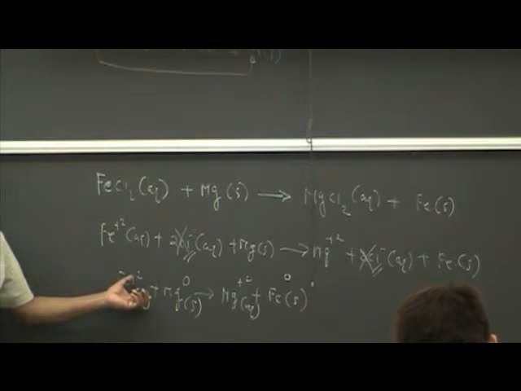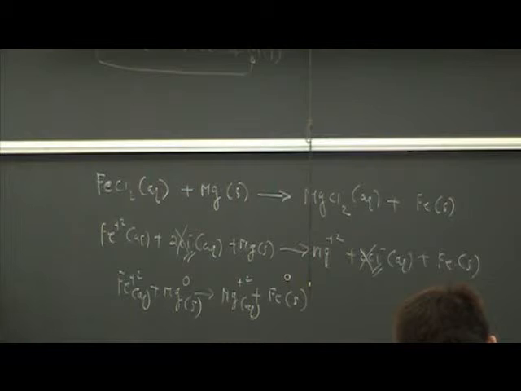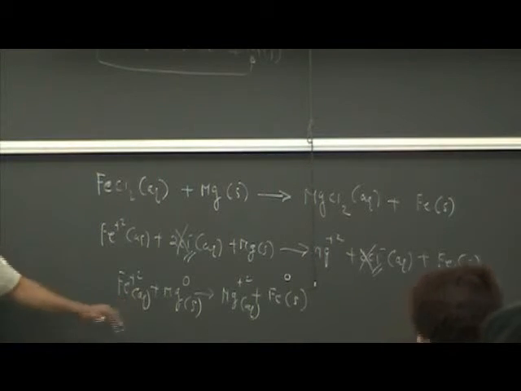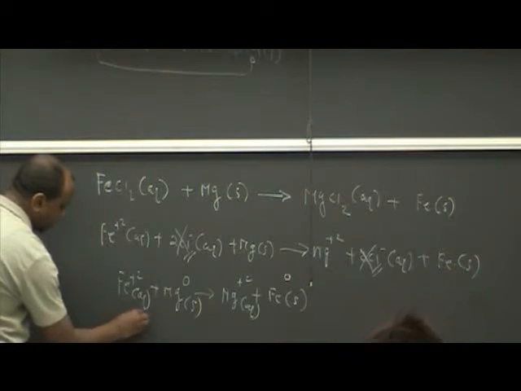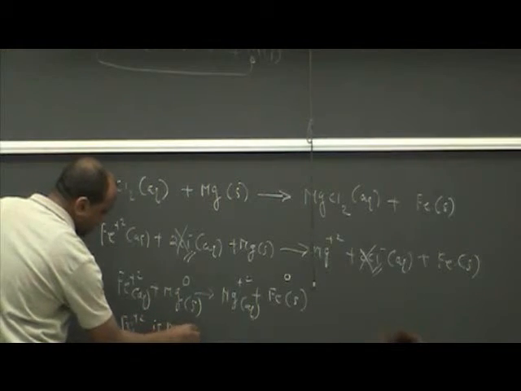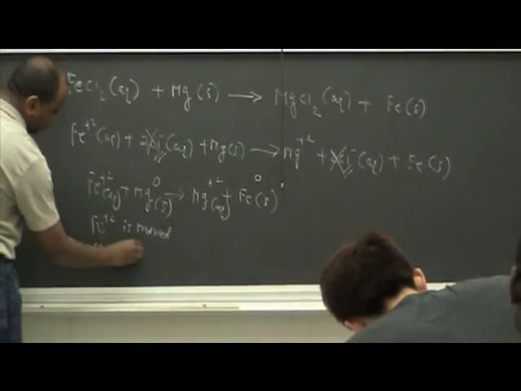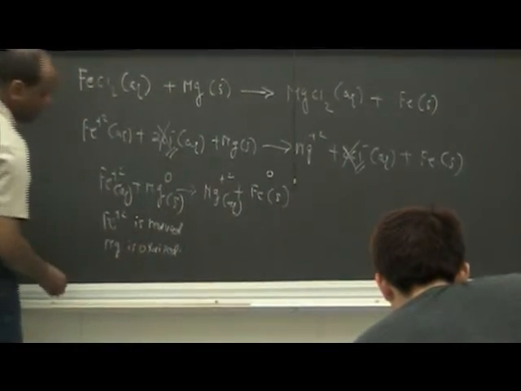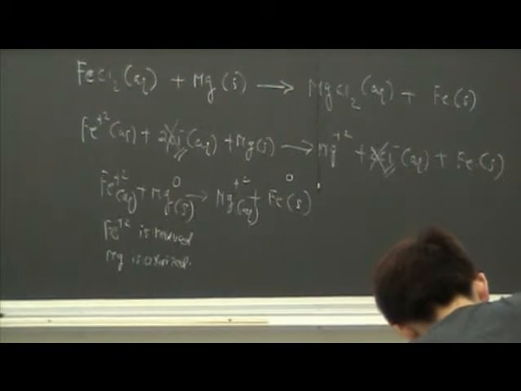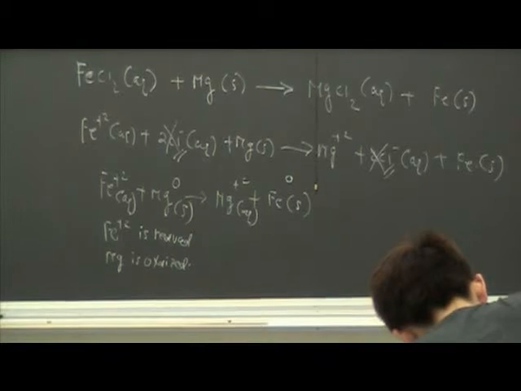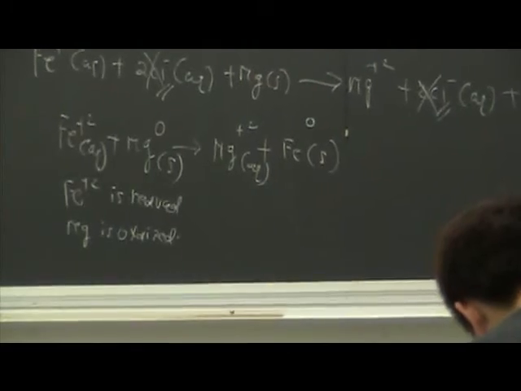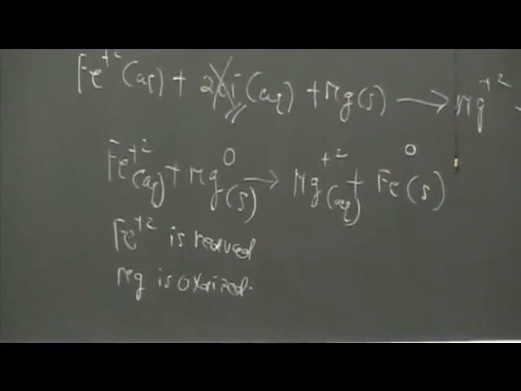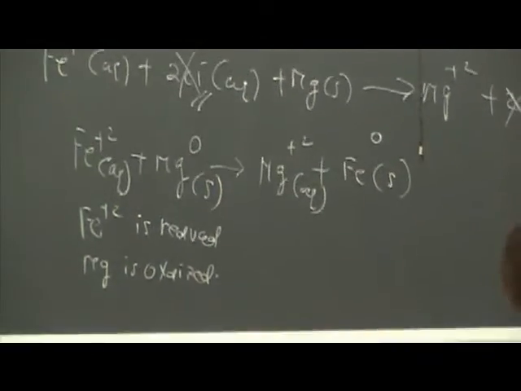So, what do you think here? Which element is oxidized, which element is reduced? By looking at the ionic equation. Iron is reduced. Iron is reduced, yes, and it's expected. Iron is reduced, and magnesium is oxidized. Is it true in respect of the activity series of metals? Yes, it's true in the activity series of metals. It's expected that magnesium is oxidized because magnesium is above iron in the activity series of metals. And it's expected that iron is reduced because it is below in the activity series of metals.